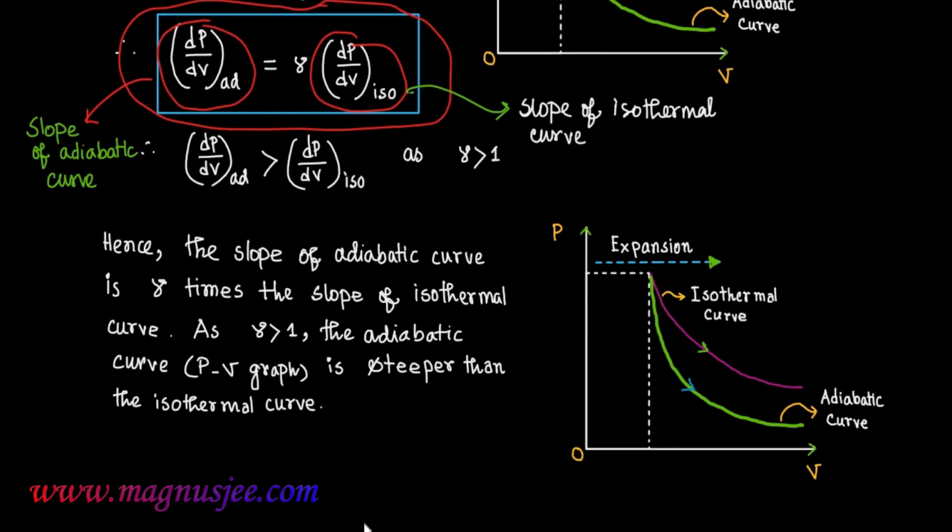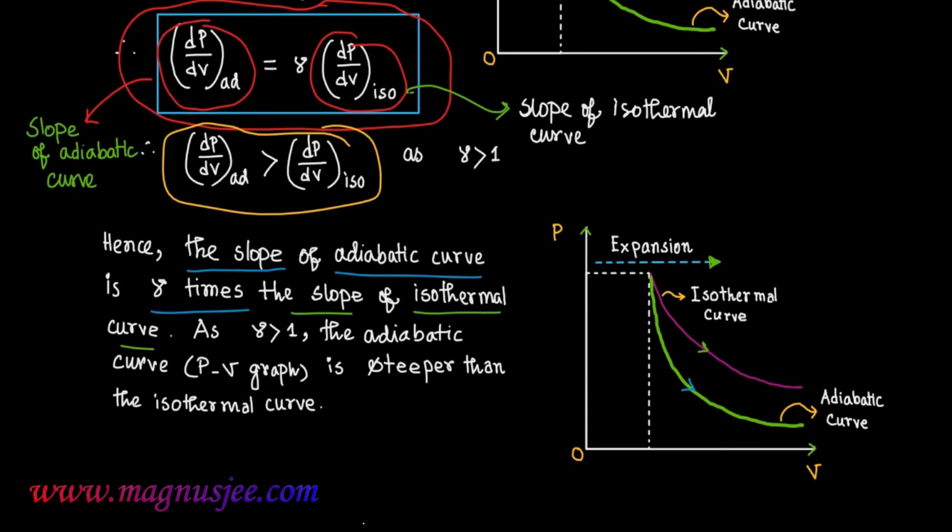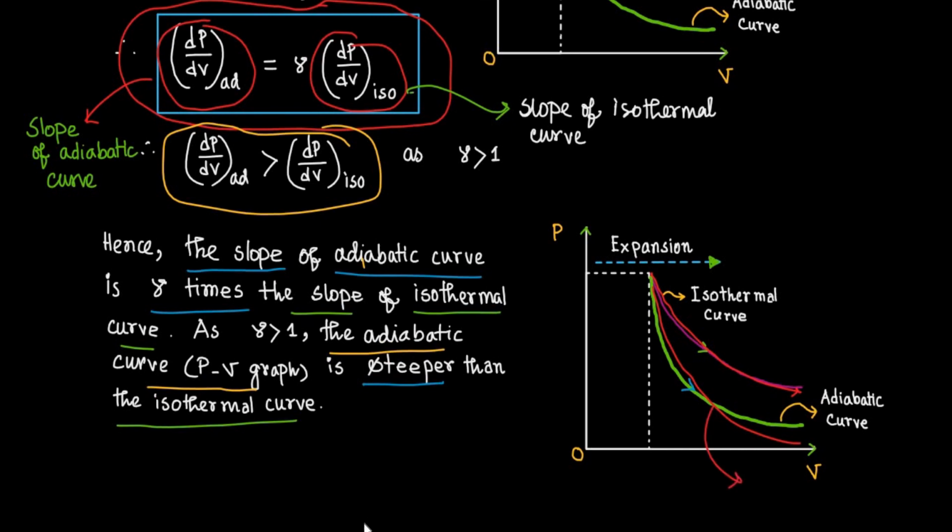Therefore (dP/dV) ad is greater in magnitude than (dP/dV) iso. That is, the slope of the adiabatic curve is gamma times the slope of the isothermal curve, and as gamma is greater than 1, that's why the adiabatic curve is steeper than the isothermal curve. The adiabatic curve is steeper than the isothermal curve. This is the adiabatic curve, and it is steeper than the isothermal curve.